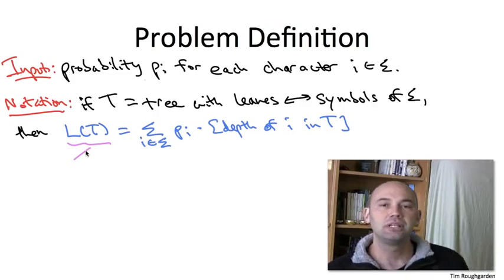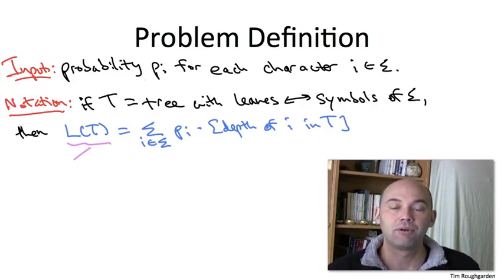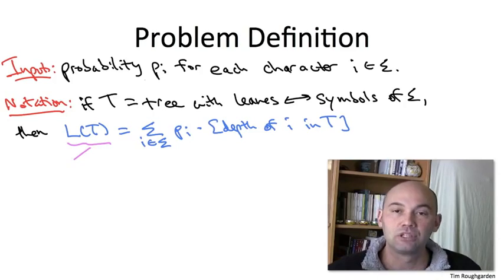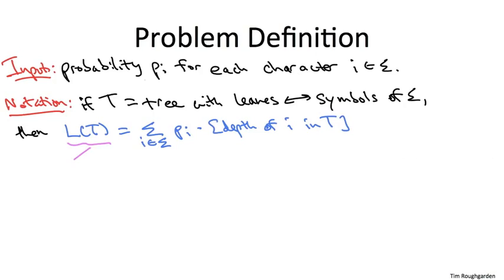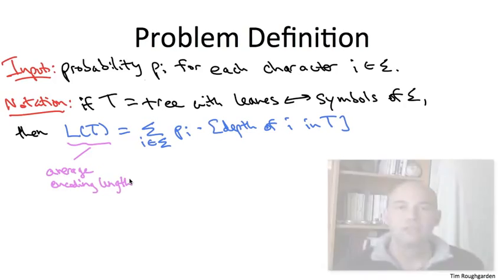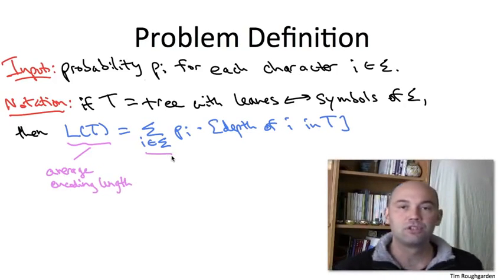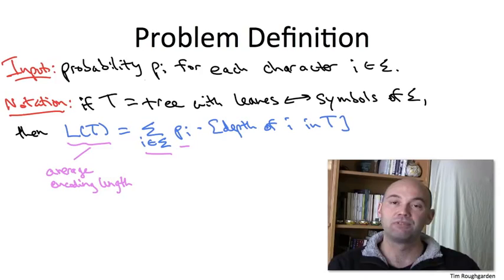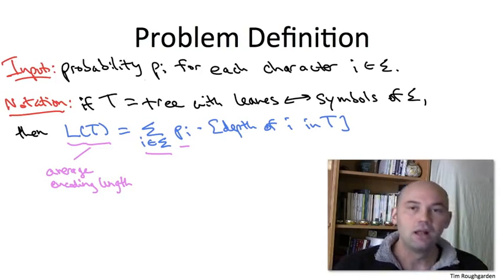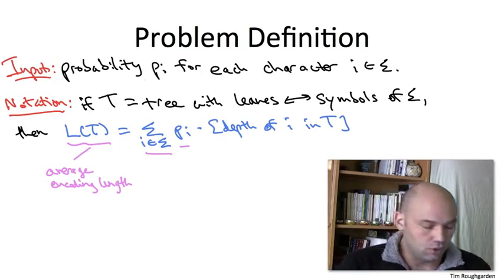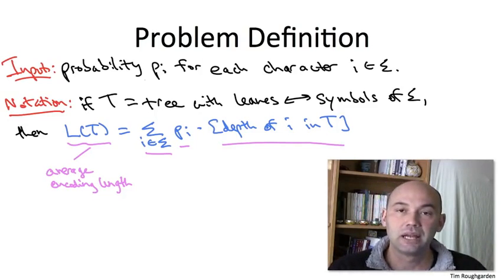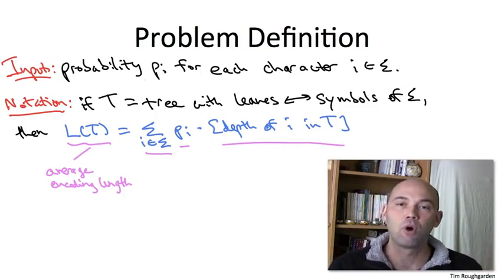So given a tree T, which corresponds to a prefix-free binary code, that is, it should be a binary tree, and the leaves of this tree should be in one-to-one correspondence with the symbols of Sigma, we're going to define capital L of T as the average encoding length. It's an average in the sense that we sum over all of the symbols of the alphabet. We weight each symbol by the frequency, and remember this is part of the input, so by the provided frequency p sub i of that symbol i. And then how many bits do we need to encode that symbol i? Well, it's just the depth of the leaf which is labeled i in the given tree T. So this is what we want to make as small as possible.